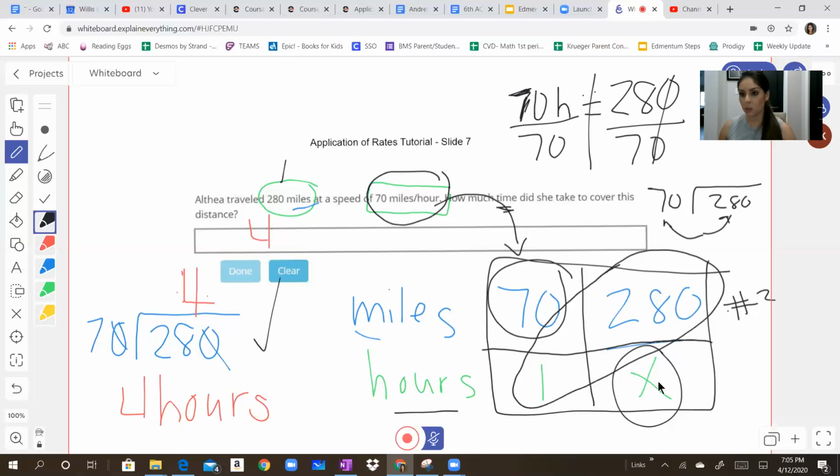So that is how we solve unit rate on slide 7 in your Edmentum tutorial.